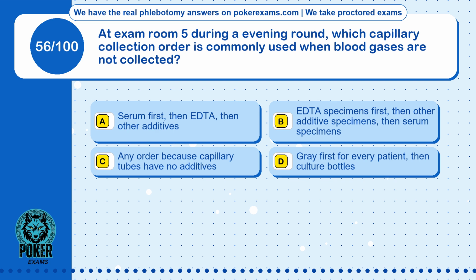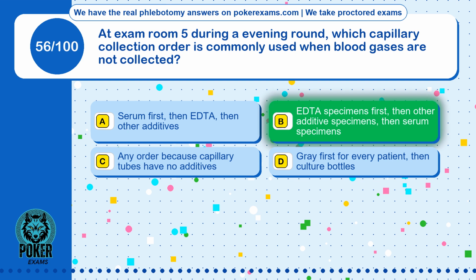Question 56. At exam room 5 during an evening round, which capillary collection order is commonly used when blood gases are not collected? Option A. Serum first, then EDTA, then other additives. Option B. EDTA specimens first, then other additive specimens, then serum specimens. Option C. Any order because capillary tubes have no additives. Option D. Gray first for every patient, then culture bottles.